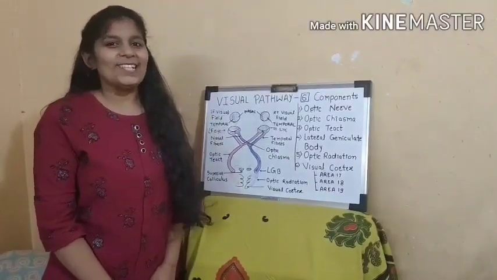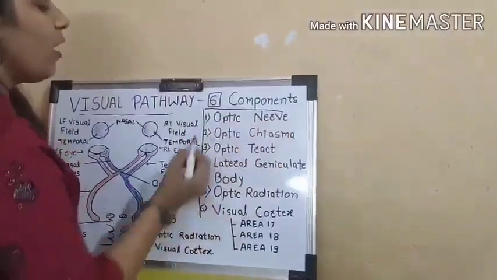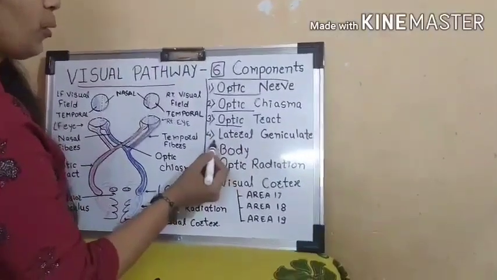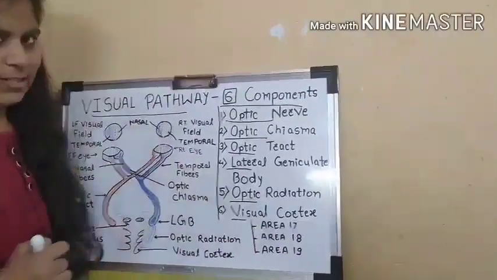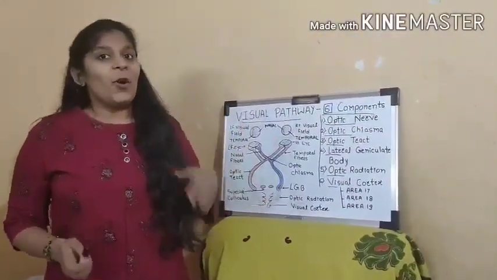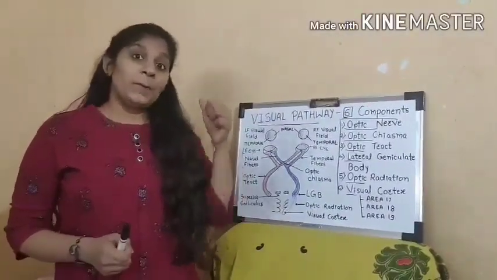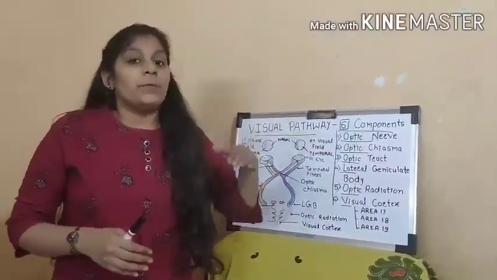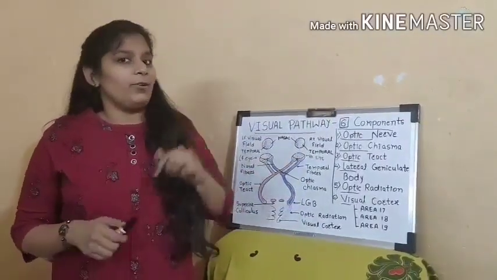Let's go into details of the visual pathway. The visual pathway consists of 6 components. First, optic nerve; second, optic chiasma; third, optic tract; fourth, lateral geniculate body; fifth, optic radiation; and sixth, visual cortex. Let's see what is the magic of our eyes. If the object is placed in the nasal visual field, the image of that object forms on the temporal part of the retina. And similarly, if we place the object in the temporal visual field, the image of that object forms on the nasal part of the retina.